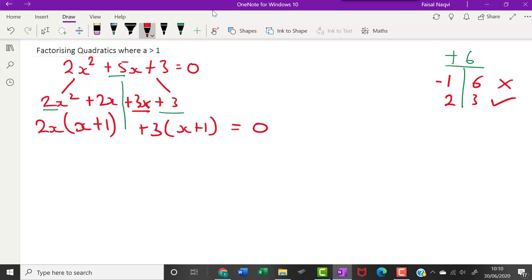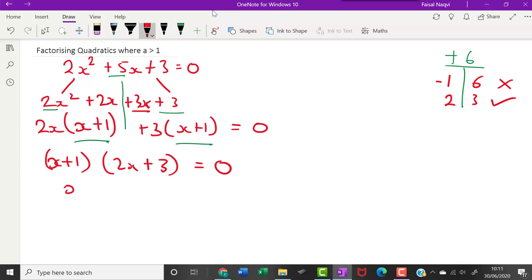I've got to have them equal to 0. Now, if I look at these, I've got an x plus 1 over here, and I've got an x plus 1 over here. So I'm going to factorise out. I'm going to pull out the x plus 1. If I remove x plus 1 from the left-hand side, I'm left with 2x. If I pull out x plus 1 from the right-hand side, I'm left with plus 3. That's my quadratic factorised. Now I've got to solve it.